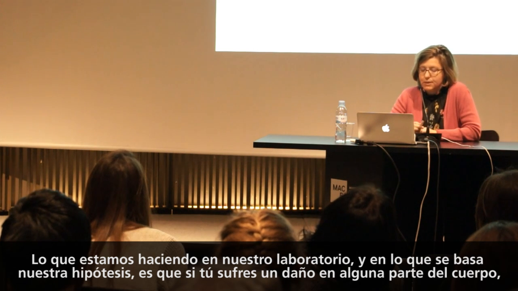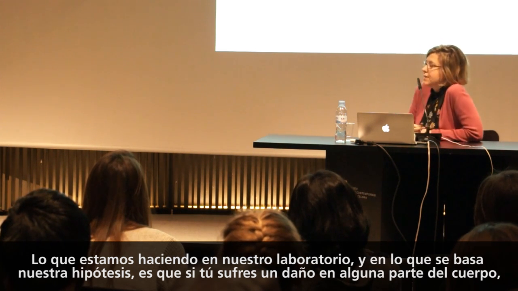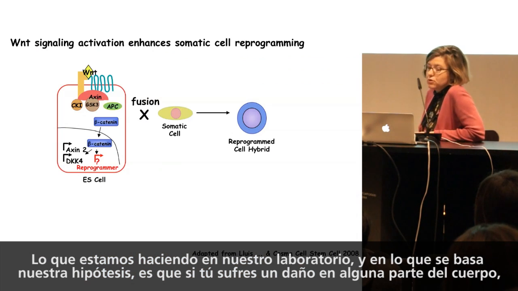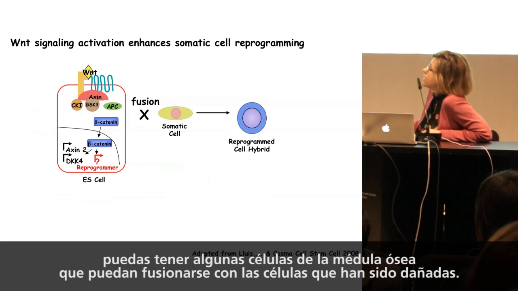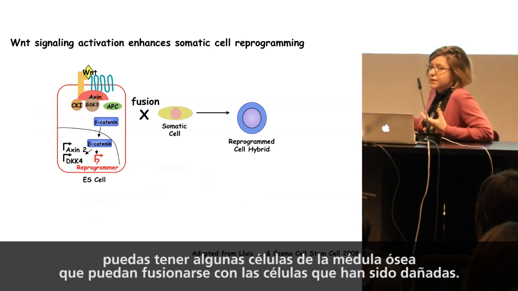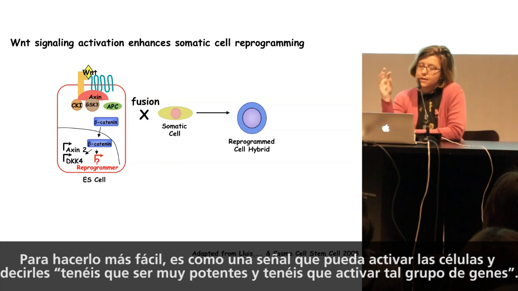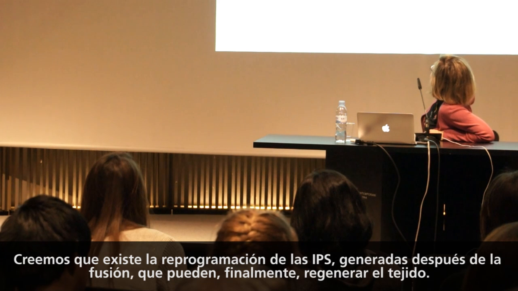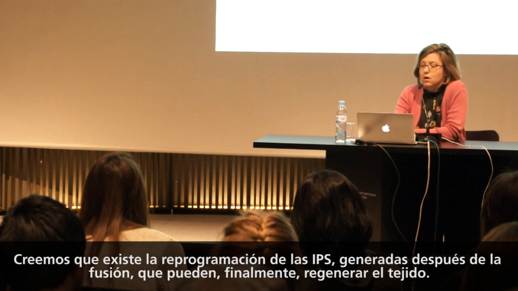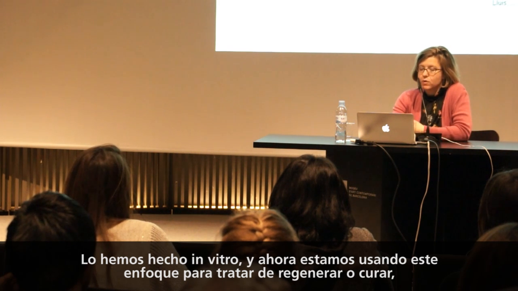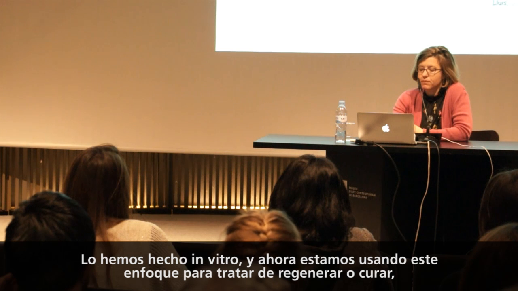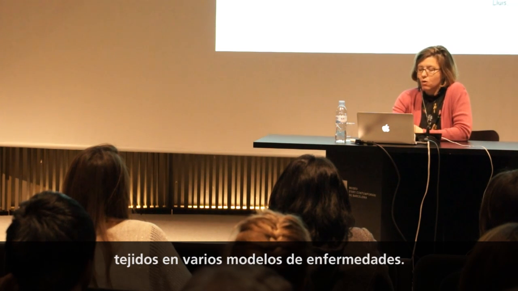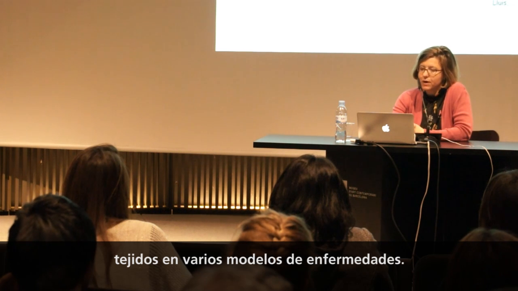What we are doing in the lab, and is our working hypothesis, is that if you have damage somewhere in your body, some circulating bone marrow cells can fuse with cells that have been damaged. To make it easy, it is a signal that can activate the cells and tell them, look, you have to become very potent and you have to activate this group of genes. We believe there is a reprogramming of the hybrids that are generated after cell fusion, and then finally a regeneration of the tissue. We have done this in vitro, and now we are using this approach to try to regenerate, cure, or enhance regeneration in several disease models.